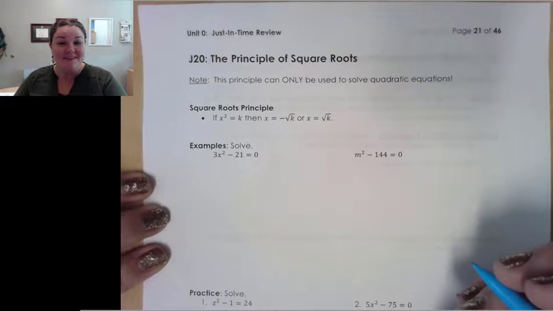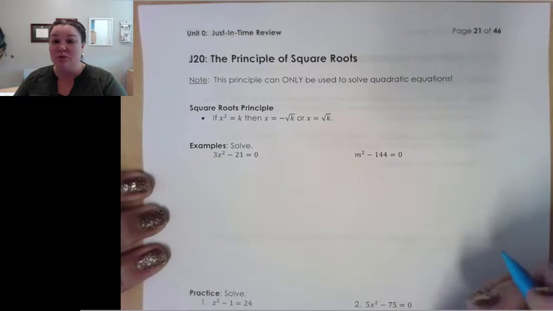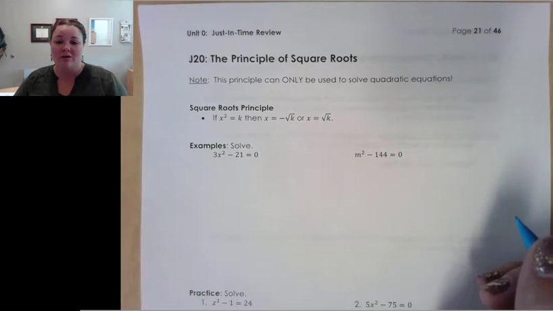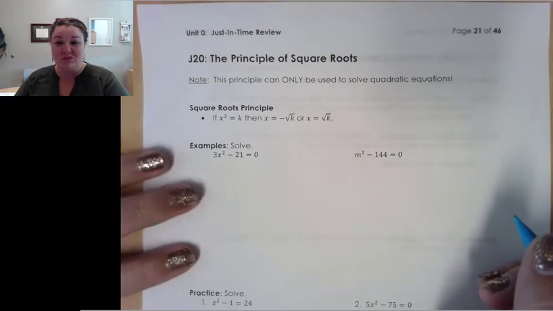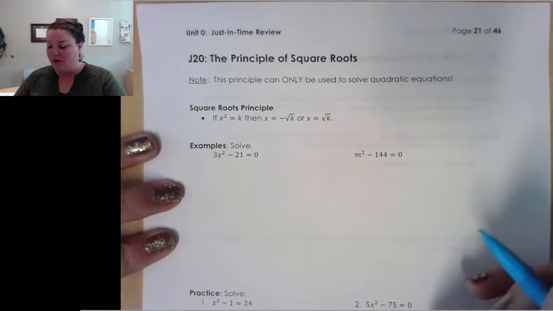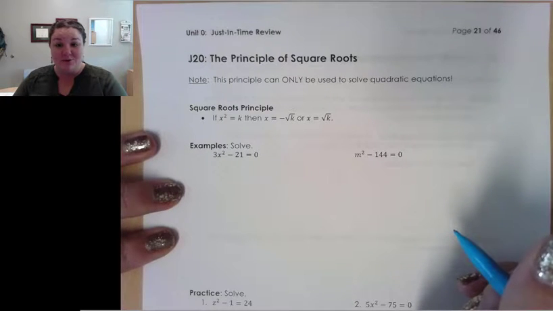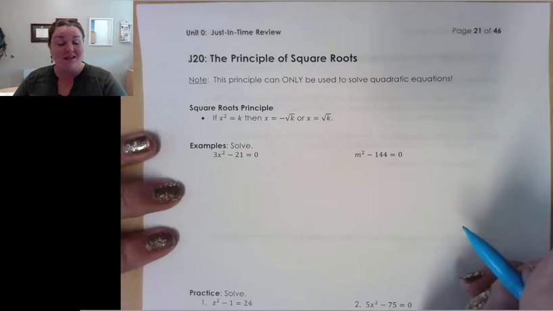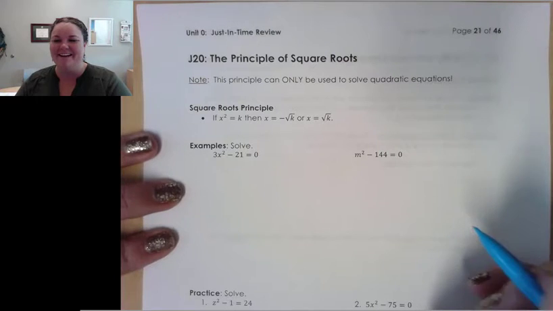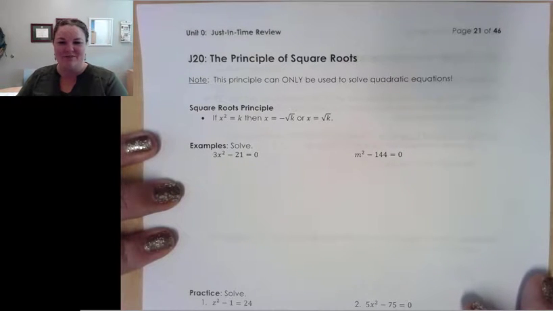Hello, hello. We are going to be going over J20 in this video, which is all about the principle of square roots. So it's just one little concept. I'm going to do a couple of examples and then let you try some, and then that is pretty much the section. So hopefully a nice, easy homework section for you.